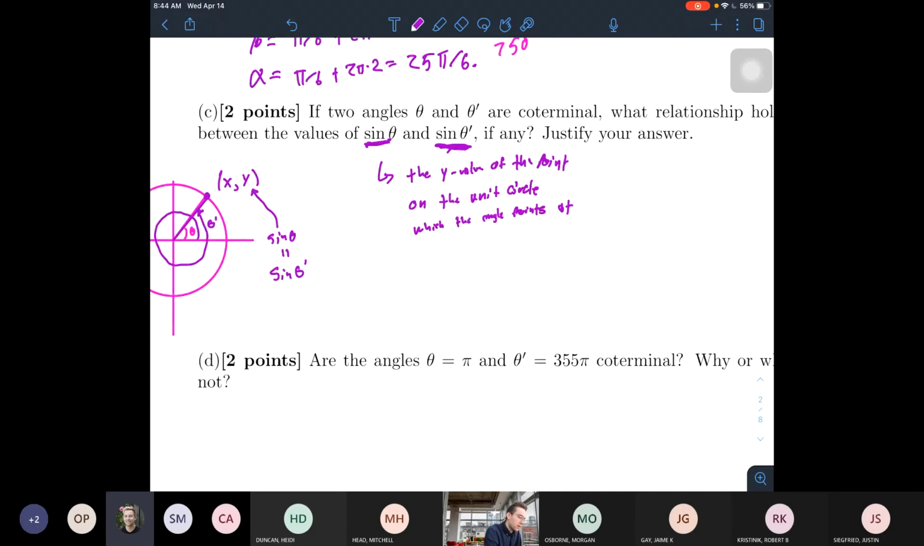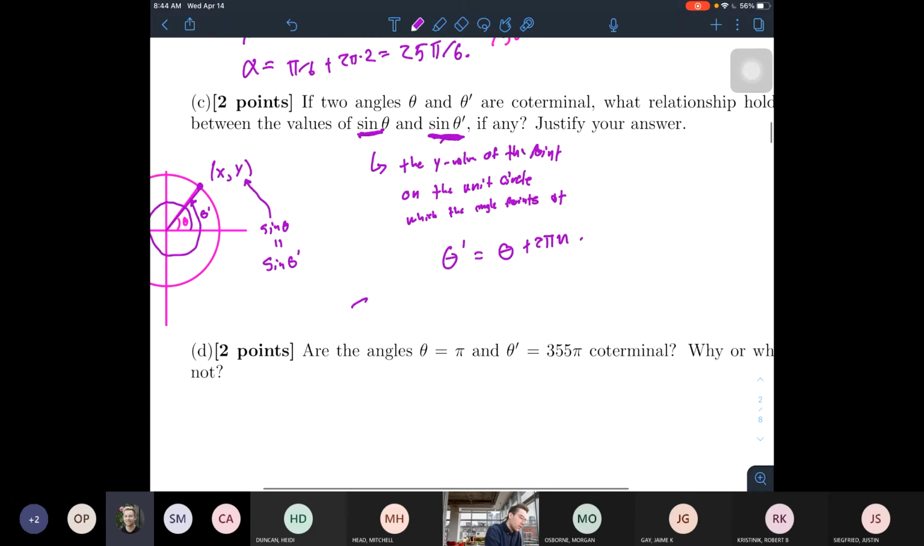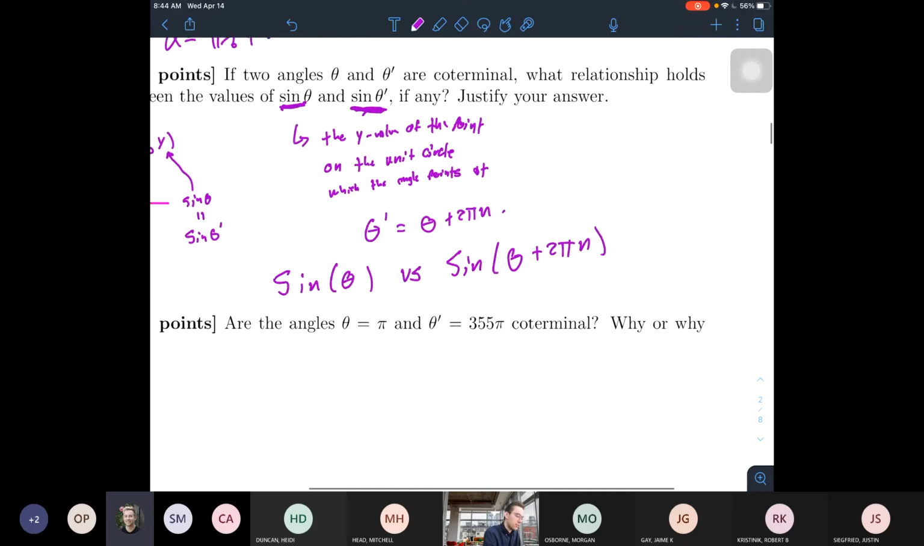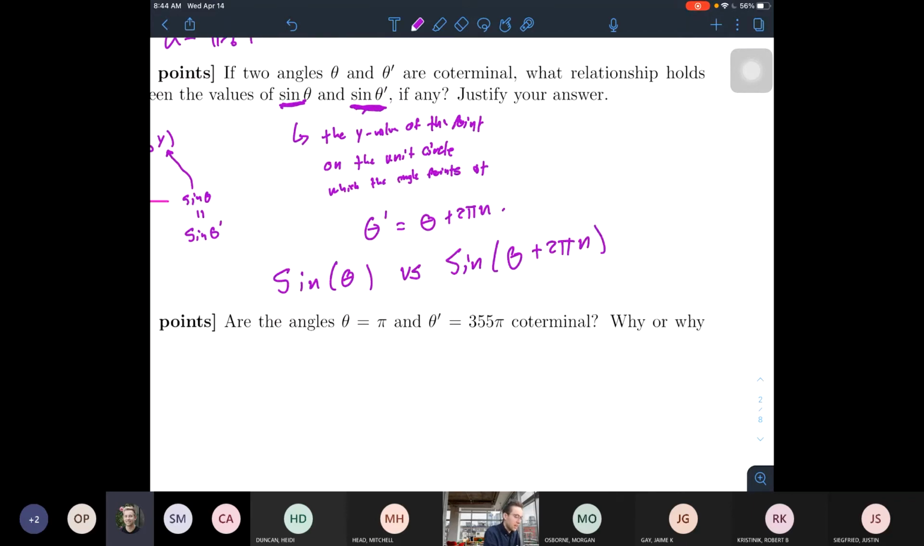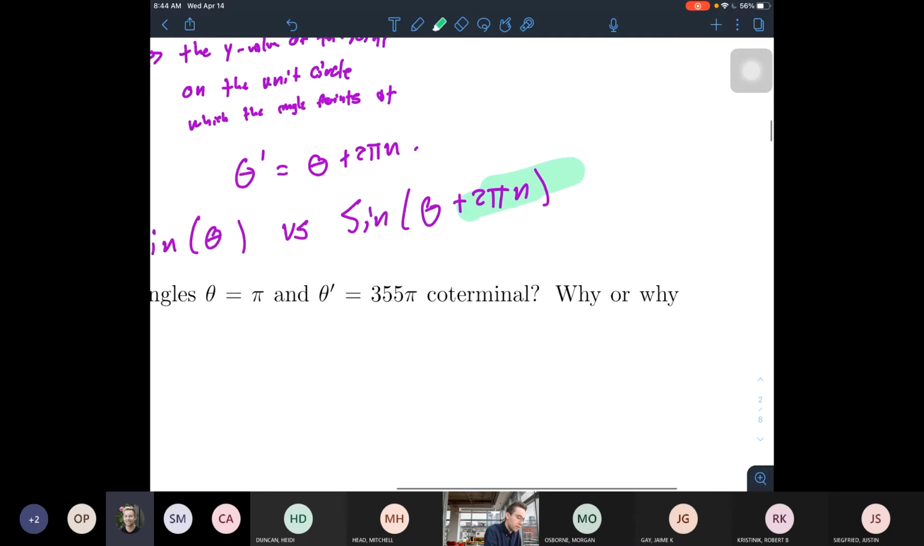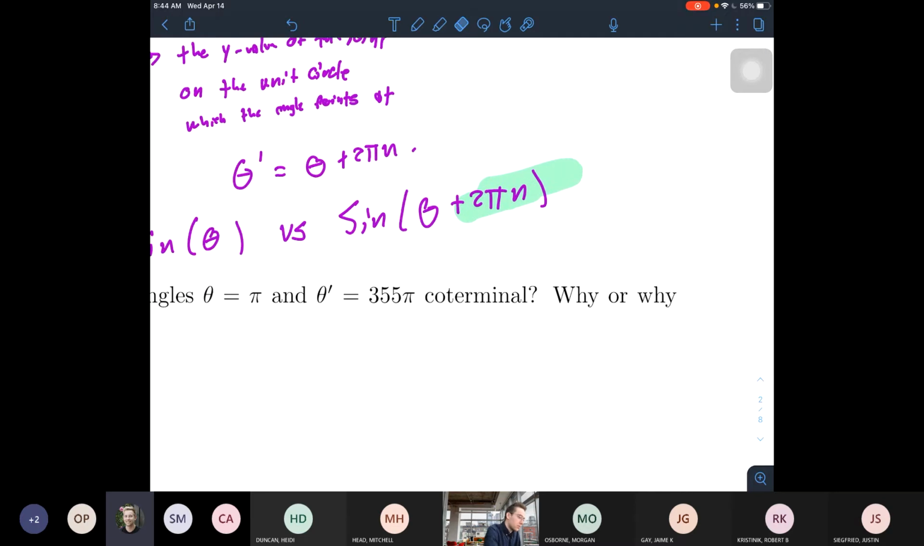But you could also see it in terms of, well, if theta and theta prime are coterminal, then theta prime is equal to theta plus 2 pi n. So the question is, what's the difference between sine theta and sine of theta prime, but I'm going to replace theta prime by theta plus 2 pi n. And now you should be able to tell me what relationship holds between these two things, because sine is a periodic function with period 2 pi, right? The period of the sine function is 2 pi. So this should be an equality here.